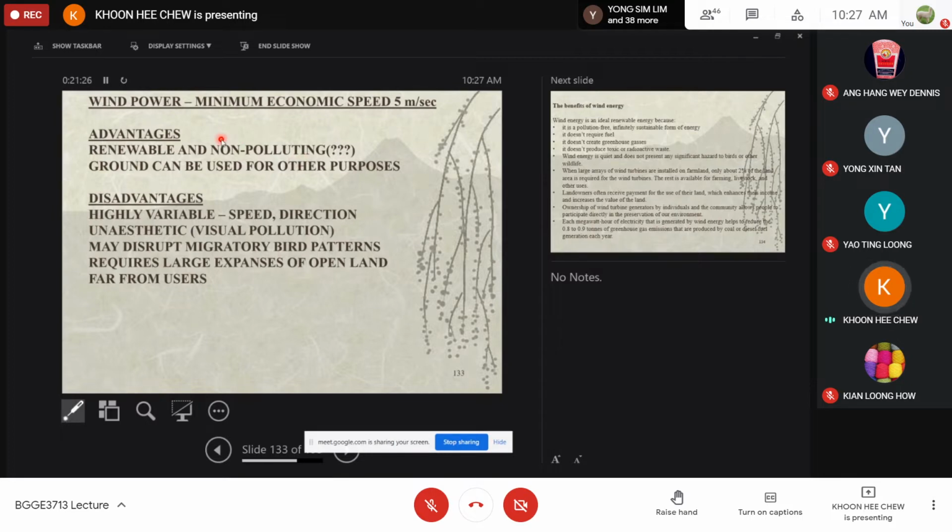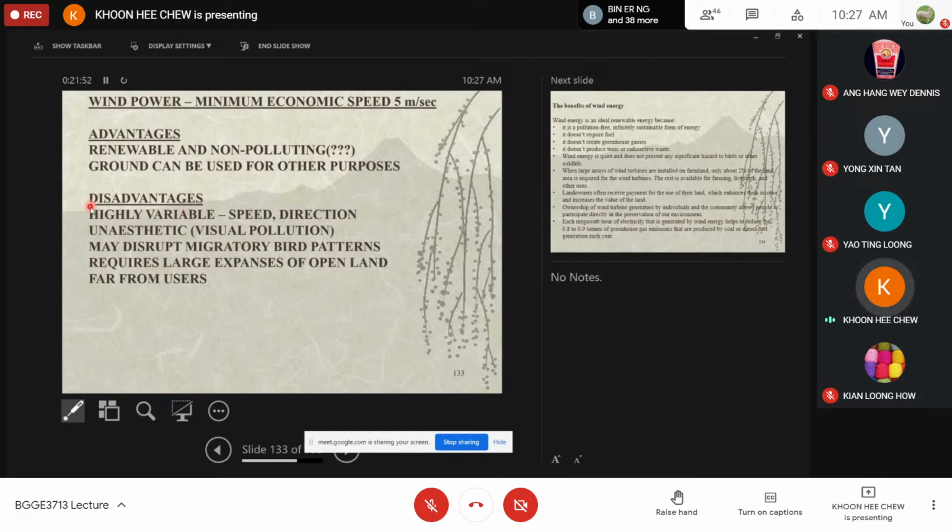But as compared to the solar panel, the ground underneath, you can use it for planting some other plants. The ground can be used for other purposes because the wind turbine is very high, and the ground would not be affecting the speed of the wind, so you can use it to plant some crops. And another point is that it is highly variable.